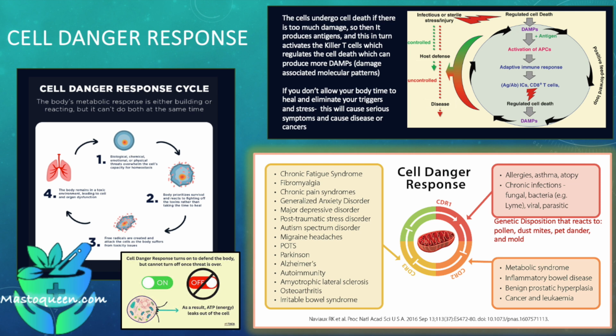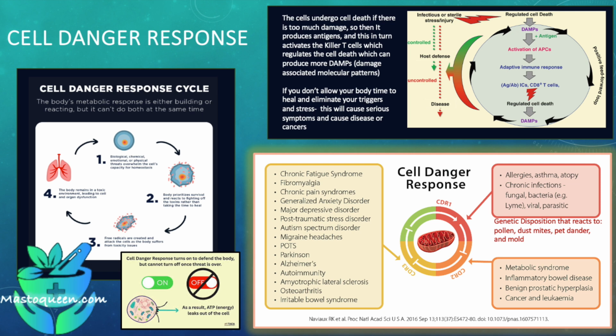Cell danger response 1 is going to include allergies, asthma, and atopy. And atopy is a genetic predisposition that makes individuals more susceptible to allergic reactions, particularly to the common environmental allergens such as pollen, dust mites, pet dander, and mold. And conditions related to atopy are eczema, asthma, and allergic rhinitis or hay fever. Cell danger response 1 will also cause chronic infections, which include fungal, bacteria, viral, and parasitic.